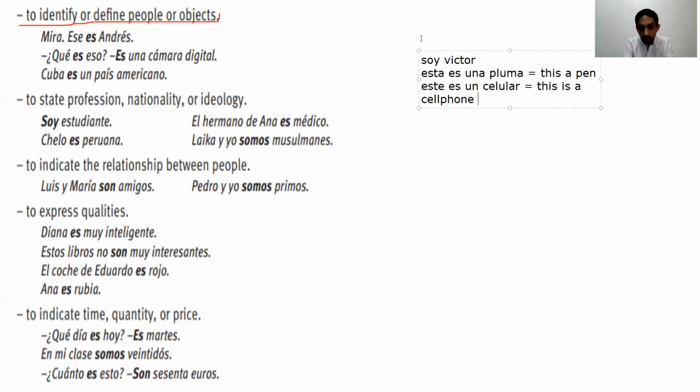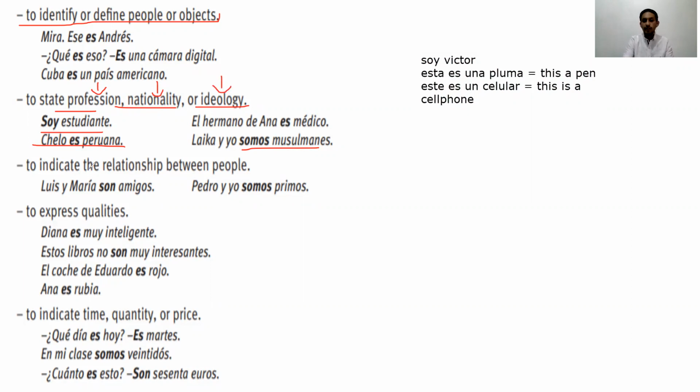So let's continue with profession, nationality, or ideology. We use the verb to be to express profession, nationality, or ideology. So soy estudiante, Chelo es peruana, el hermano de Ana es médico, Laika y yo somos musulmanes. This is related to religion, right? So I'm a student, Chelo is from Peru, Ana's brother is a doctor, and Laika and I, we are Muslims. So we use it to express profession, nationality, and ideology.